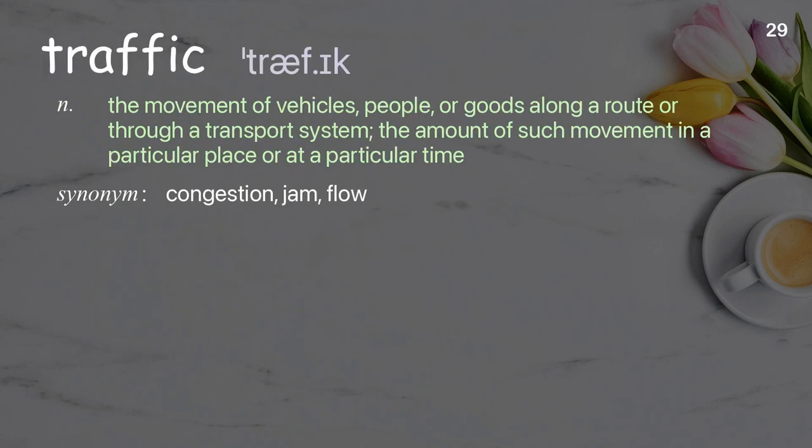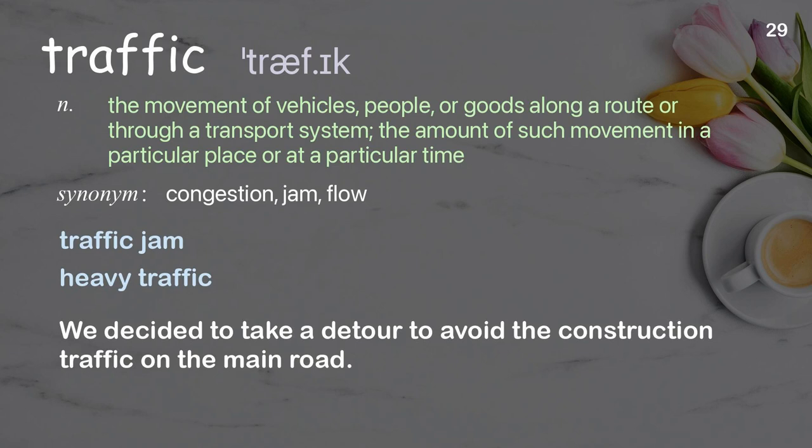Traffic. The movement of vehicles, people, or goods along a route or through a transport system, the amount of such movement in a particular place or at a particular time. Examples: traffic jam, heavy traffic. We decided to take a detour to avoid the construction traffic on the main road.